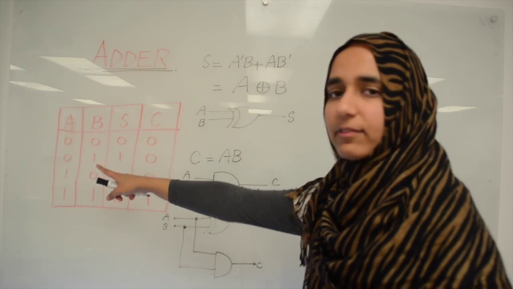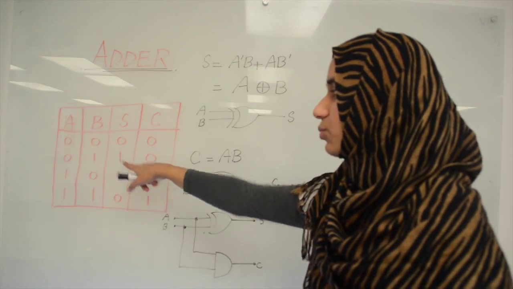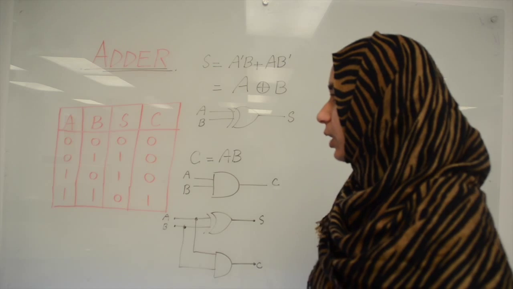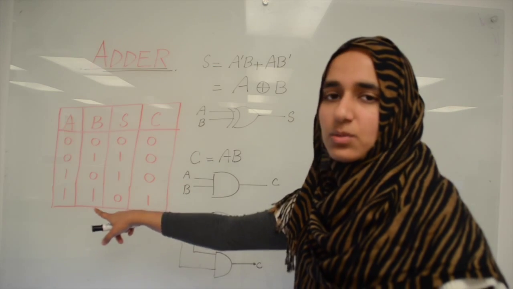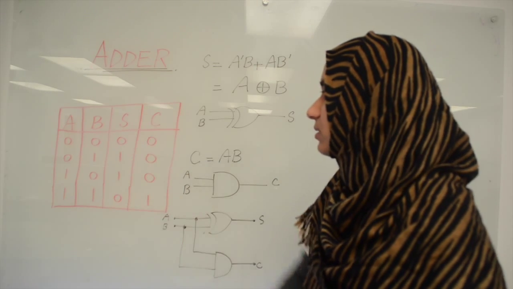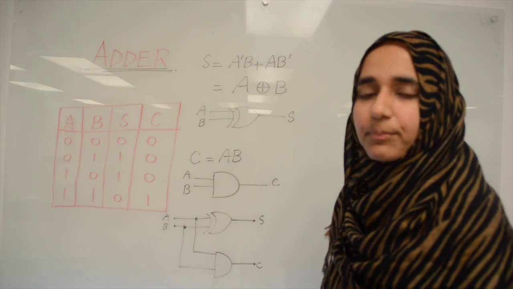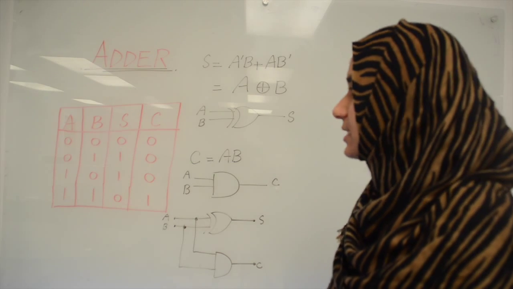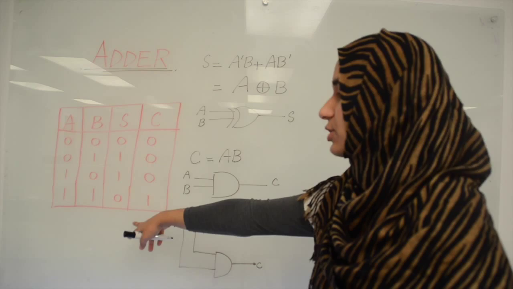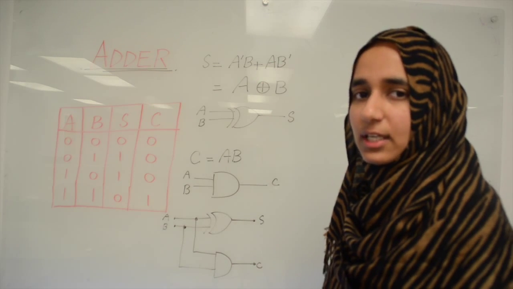And let's suppose if you have 0 and 1, then the sum is 1 and the carry is 0. But if you have both binary numbers as 1 and 1, then you have sum as 0 and the carry as 1. So in digital logic design, you have to convert these truth tables into actual circuits.